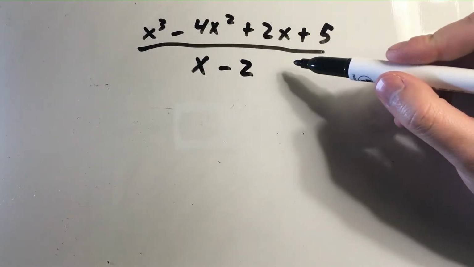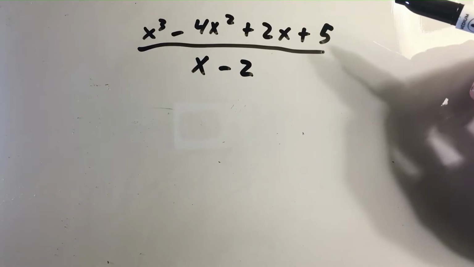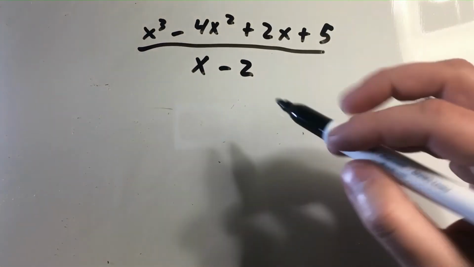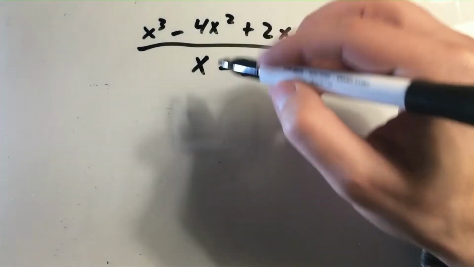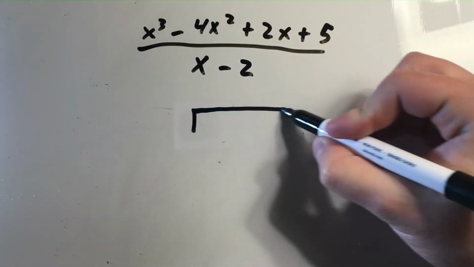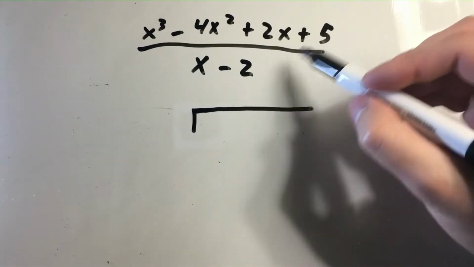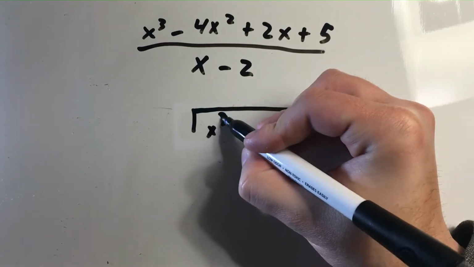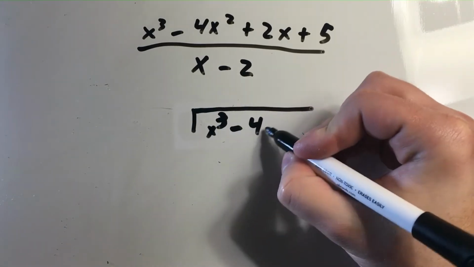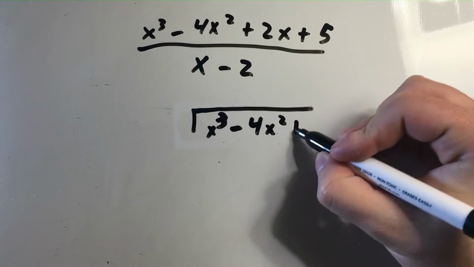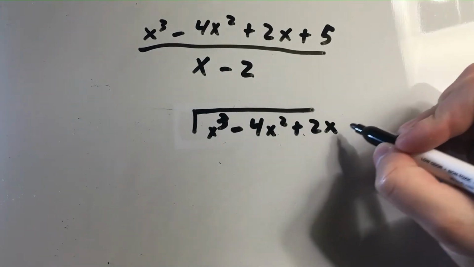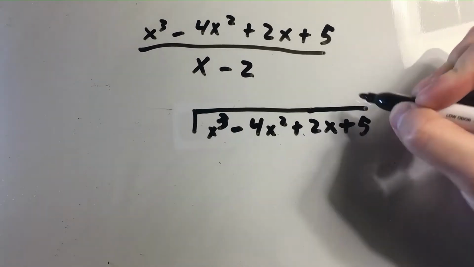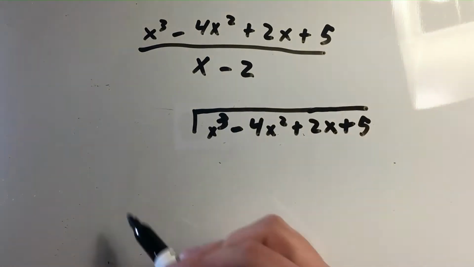First, we want to start by rewriting this, kind of the same way we would rewrite this if we were long dividing just two regular numbers. So, this is going to be written out like this. We're going to put this in here. This is x cubed minus 4x squared plus 2x plus 5 divided by x minus 2.